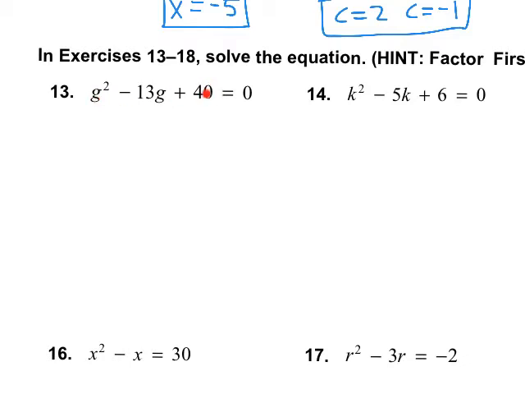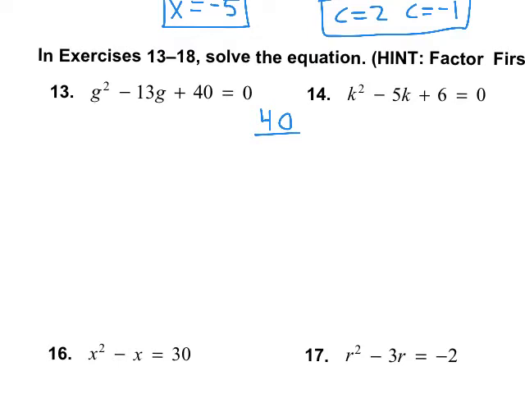And with no G on this last term, I can't take a G out. So there is no GCF here. So then I'm finding what multiplies to C and adds to B. So multiplies to C, so I need 40 over here. I need to find factors of 40 that are going to add to negative 13.